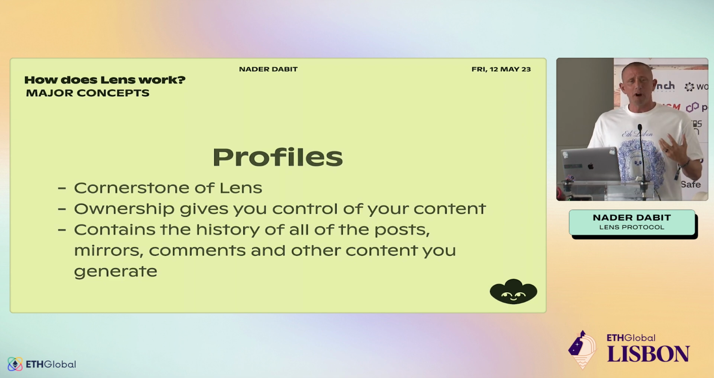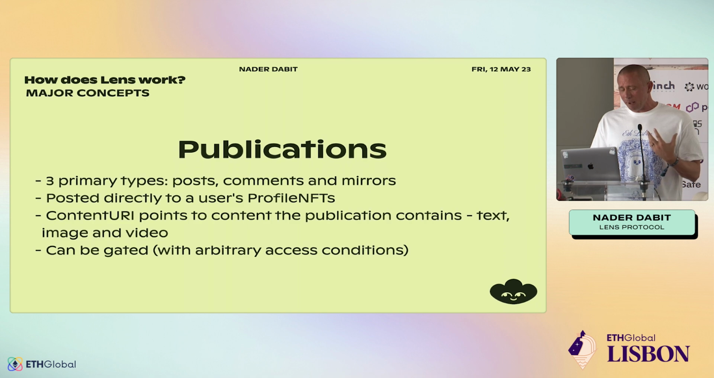And then under a profile, you will create a publication. And a publication is either a post, a comment, or a mirror. This is just data that you're publishing to the network. And this is essentially a content URI that's attached to the publication that has all the content that's associated with that. Again, I recommend something like Bundler with Arweave because it's permanent and immutable, but you can also use something like IPFS.